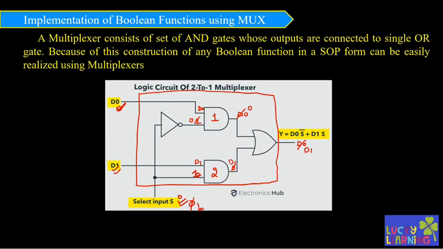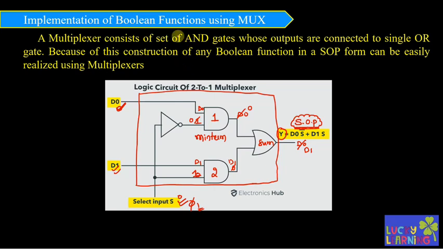So here you observe, because it is an internal logic diagram of a multiplexer, it has AND gates and OR gates, and each AND gate represents one minterm, and these minterms are summed to get the required function. It means a multiplexer represents a Boolean function which is in sum of products form. It means any Boolean function mentioned in SOP form can easily be implemented using multiplexers.